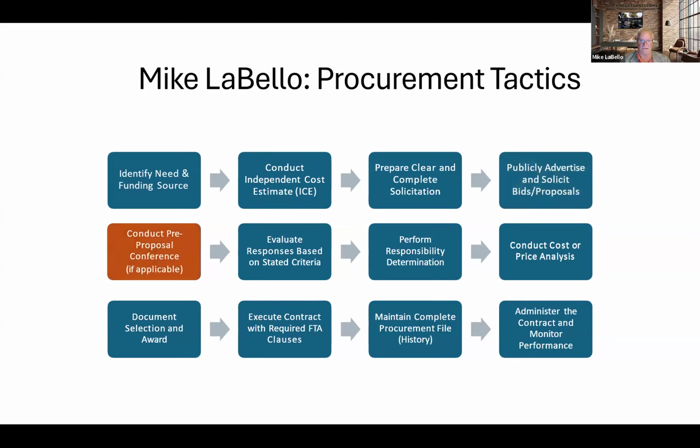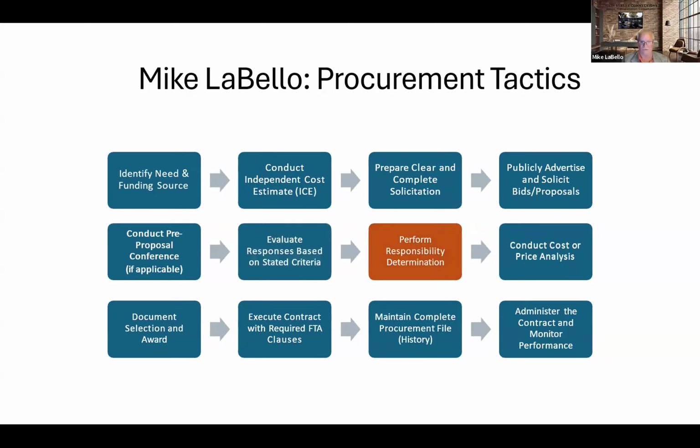The next tactic is to conduct a pre-proposal conference. This isn't necessary, but it's a good practice. It allows you to answer vendor questions and clarify requirements. It also helps reduce confusion. The next tactic is evaluating the responses based on the stated criteria. You wrote an RFP that had evaluation factors in it. So now you're going to score these proposals using the methods and the qualifications and past performance and costs or whatever it may be that was built into your solicitation. You want to document the evaluation, and it should be documented in line with the criteria documented in the solicitation.